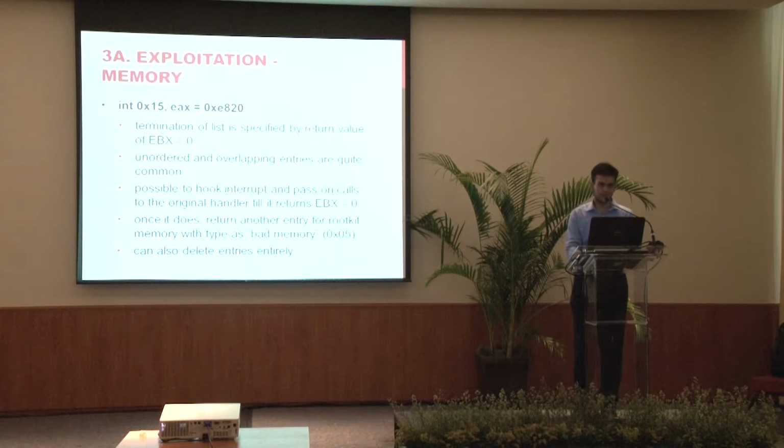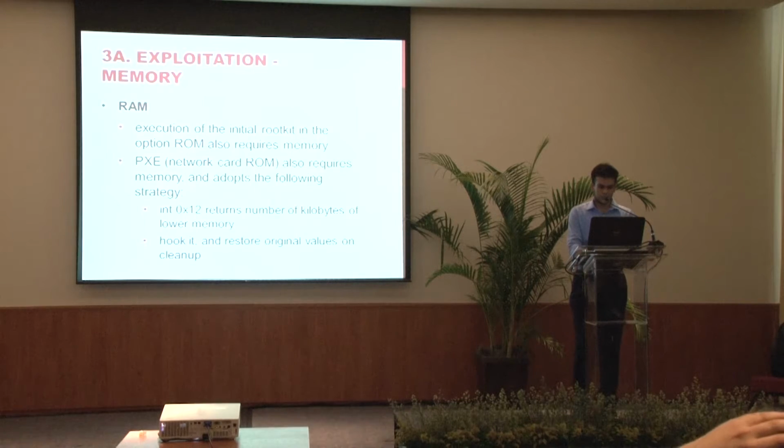And since of the way firmwares are written nowadays, unordered and overlapping entries in this list are quite common. Thus, it is possible for an option ROM to hook the interrupt and pass on calls to the original handler till it returns EBX equal to 0. Once it does, signifying the termination, you can return another entry for rootkit memory with type as bad memory. Now, the way Linux works is that it will sanitize the whole memory map, and once it does that, it will say that this particular memory is bad, and it will clean the memory map, reorder it, and take it to be bad. You can also delete entries entirely, so take away free memory entirely, and no one will notice.